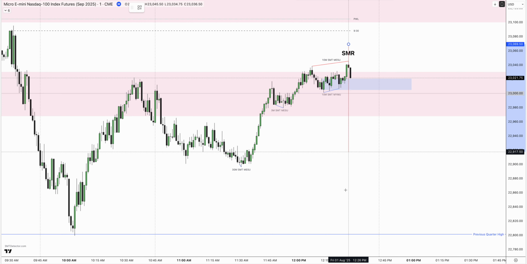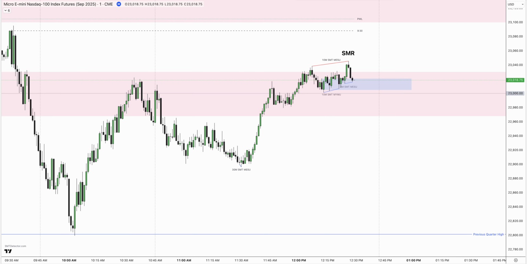So this is the SMR. This is the center line. This is your left side. This is your right side. The right side's not developed yet. And let's play this out.